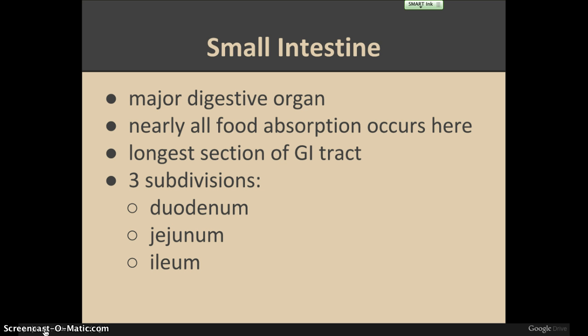Small intestine, major digestive organ, longest section of the GI tract, that means it's about anywhere from 8 to 20 feet long. When you look at the small intestine, it's broken into 3 subdivisions. The first is the duodenum, that makes up about 5% of its length. The jejunum is 40%, and then the ileum is the 60%. So, okay, that makes 105. I can't do math, I admit it. But it gives you an idea of, relative to each other, how long they are.